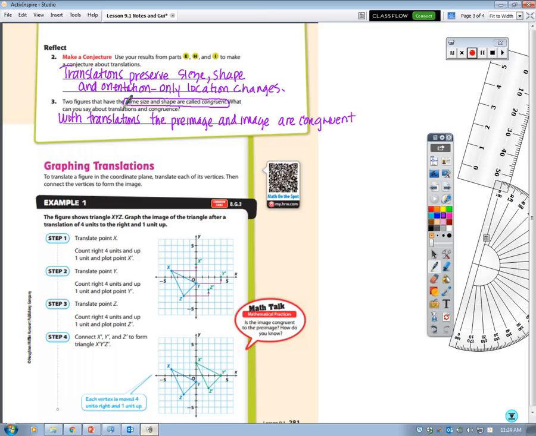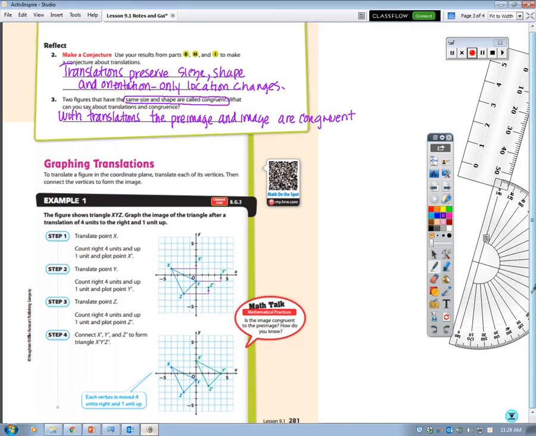That's important. So what we've got down here is how you walk through translating, right? If you are translating a figure from a location, what you're going to do is move each point the number of units that were indicated for the translation. So the figure here is triangle XYZ, and we're going to graph the image after a translation of 4 units to the right and 1 unit up. So each point goes 4 units to the right and 1 unit up, 4 units to the right and 1 unit up, 4 units to the right and 1 unit up.